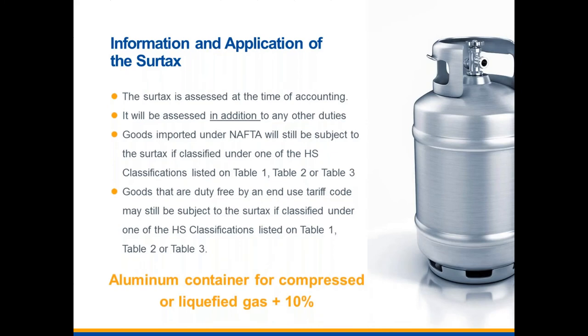So again, surtax at time of accounting, it's assessed in addition to any other duties. So if there's normal customs duties, if there's anti-dumping duties, SEMA duties, although we check all the products in those tables and none of them actually overlap for SEMA. SEMA is the anti-dumping and countervailing duties. So the Department of Finance was very strategic in terms of the commodities that they selected, not only for, as Jonathan covered, the political aspect in terms of targeting certain products from certain states, but they did stay away from any commodity that was actually subject to an anti-dump or a countervailing duty from the U.S.